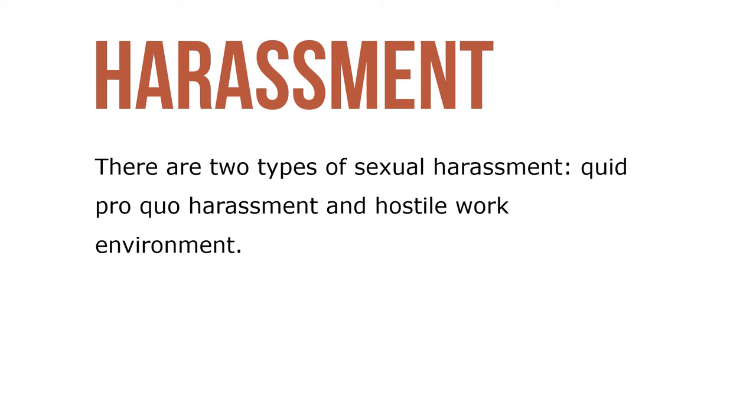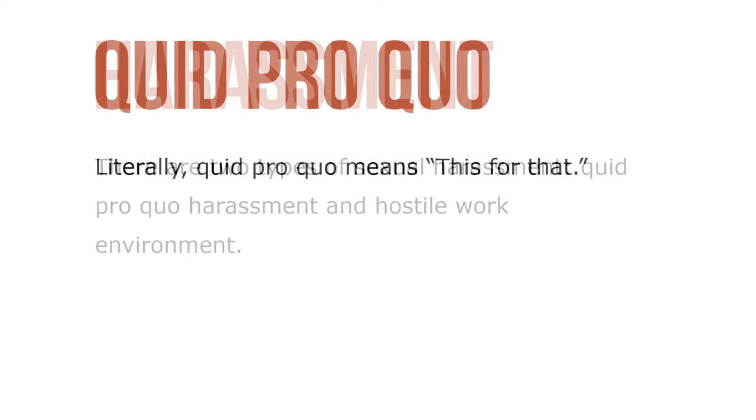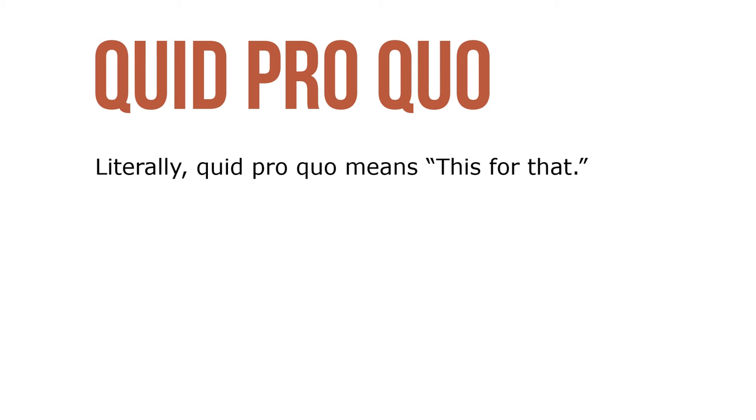There are two types of sexual harassment: quid pro quo harassment and hostile work environment. Literally, quid pro quo means this for that. Quid pro quo harassment is harassment that occurs when some type of benefit or punishment is made contingent upon the employee submitting to sexual advances. If you do something for me, I'll do something for you. Or conversely, if you refuse to do something for me, I'll harm you. Quid pro quo is a direct form of harassment aimed at an individual and is most commonly seen in supervisor-subordinate relationships, although this is not always the case.